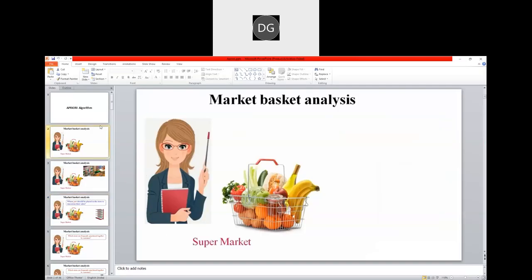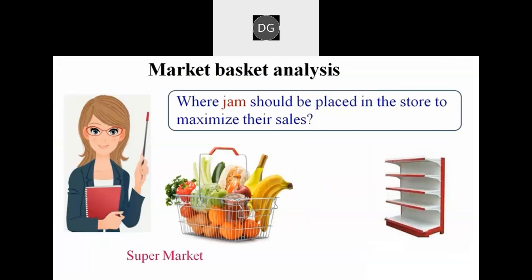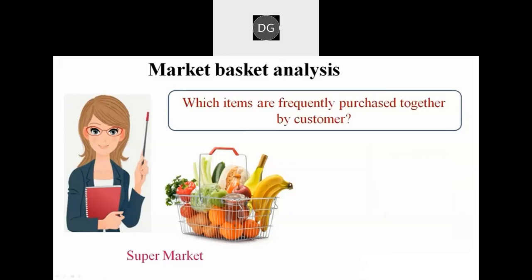Okay, hope my PPT is visible. So this method is known as the market basket method. Assume they are asking a question like, where should jam be placed in the store to maximize sales? Obviously you will say, keeping it near bread will increase the sales. And which items are frequently purchased together by customers? For these types of questions we can find the answer from Apriori learning.